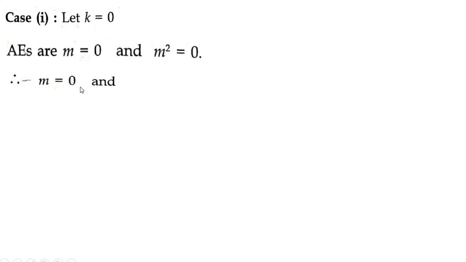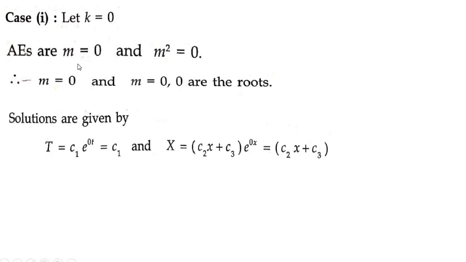m is equal to 0 for the first one, and for the second one m is equal to 0, 0 are the roots. So how do you write its solution now? Therefore the solution for t is: you have only one root, 0. So t = c1 into e to the power 0t. e to the power 0t is equal to 1, so c1 into 1 is equal to c1.